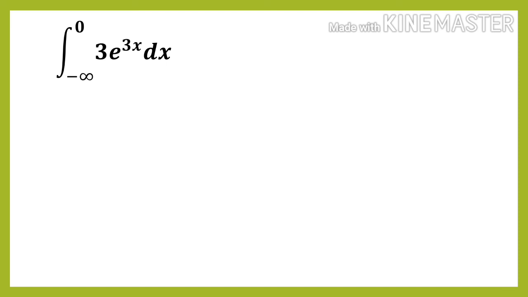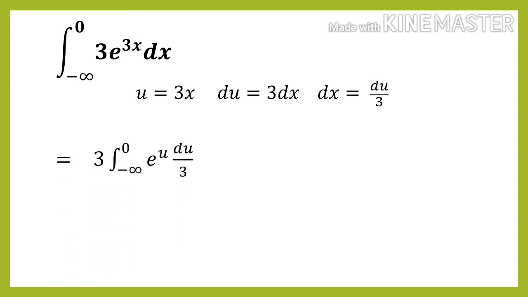So in this particular problem, we're going to use the u substitution method. So the first step is to find the u, which is the 3x, then the du, which is 3 dx, then the dx, which would equal du over 3. Then let's rewrite the expression in terms of u. Let's first move the constant to the front, so it would result to 3 integral of e raised to u from negative infinity to 0 du over 3.